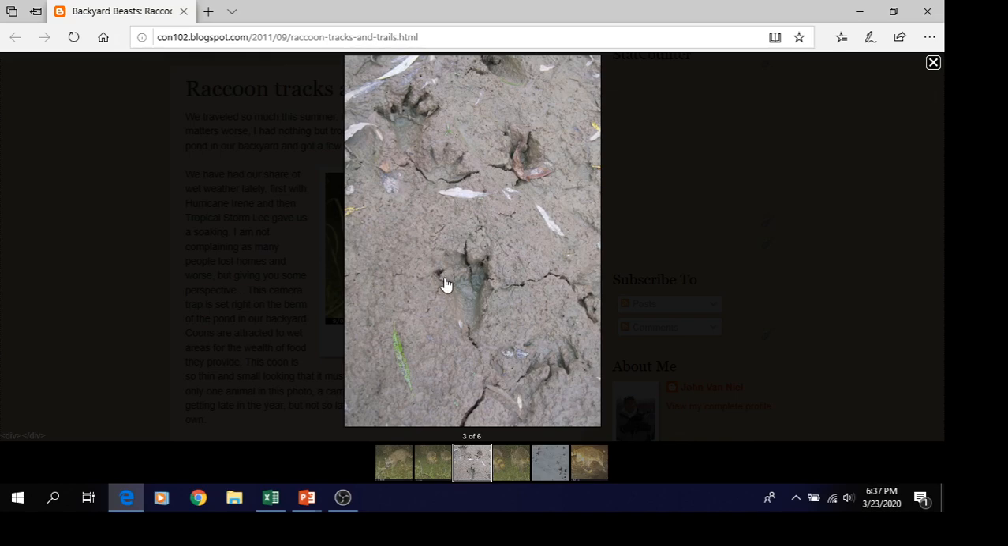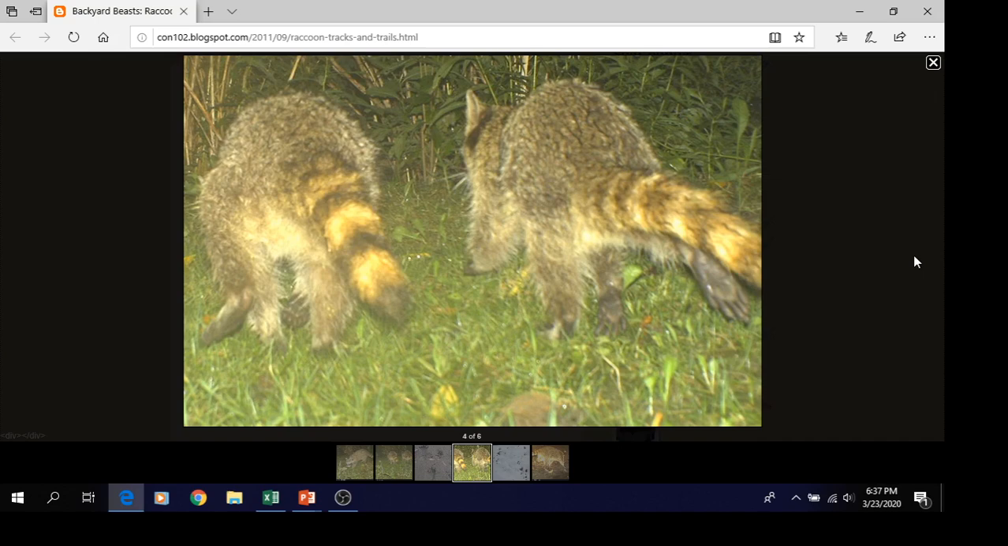Here's a hind track, and if I look at it, you can see the big heel of that plantigrade foot and the toes. And here's a front track, and you can see that their front foot, like ours, is much smaller. Now I told you with the lion and the dog tracks that's different, that in some animals their front foot is bigger than their back foot, but in raccoons and black bears and humans the back foot is bigger than the front.